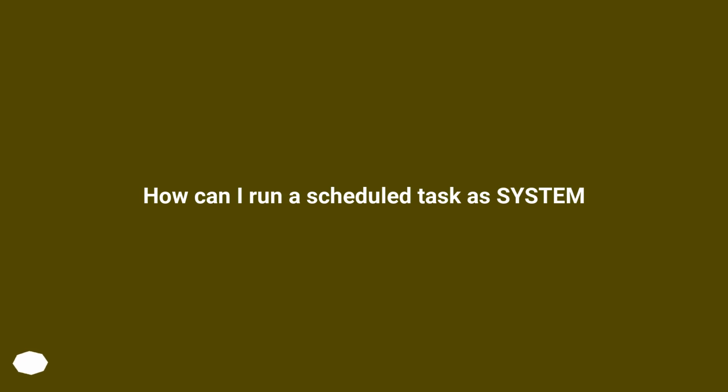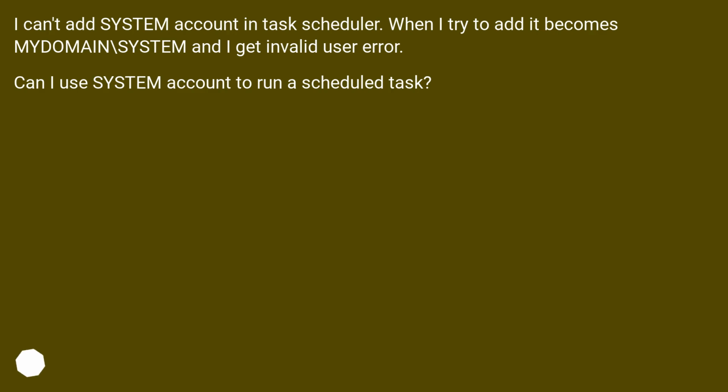How can I run a scheduled task as system? I can't add the system account in Task Scheduler. When I try to add it, it becomes /system and I get an invalid user error. Can I use the system account to run a scheduled task?